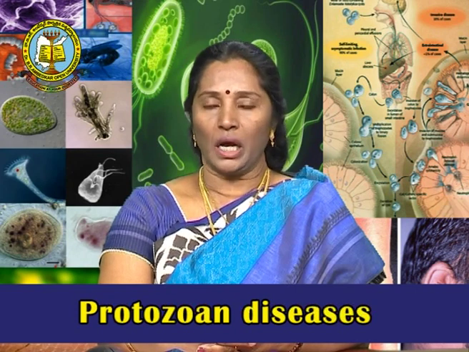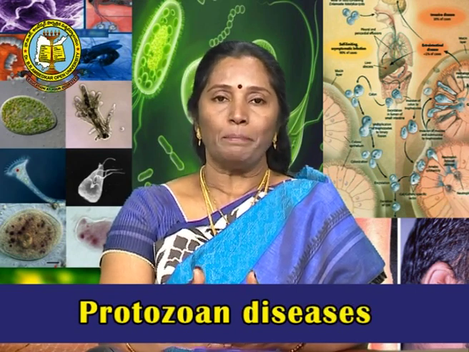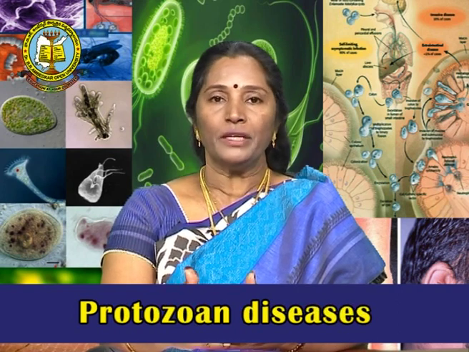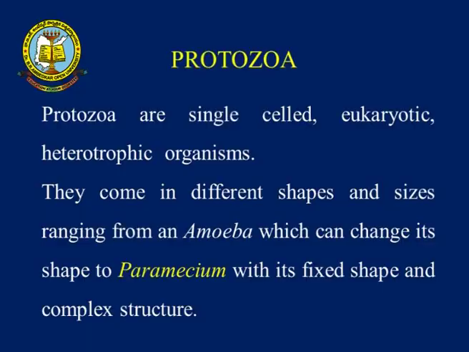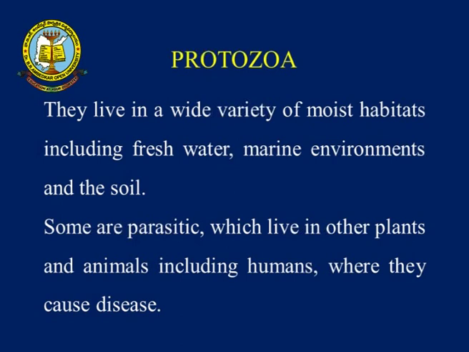If we are going to directly start off with diseases of protozoans, we will talk a little bit about what protozoans are. Protozoan means proto, meaning primitive, and zoan, meaning animal. These are the primitive animals that were present in the universe. They are unicellular animals, eukaryotic and heterotrophic, that is, they cannot prepare their own food, and they come in different shapes and sizes, ranging from amoeba, which can change its shape, to paramecium with its fixed shape and complex structure. They live in a wide variety of moist habitats, including freshwater, marine environments, and of course soils. Some are parasitic, living in other plants and animals, including humans, where they cause diseases.